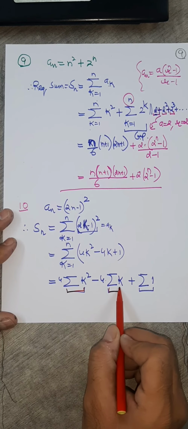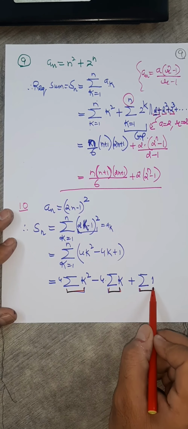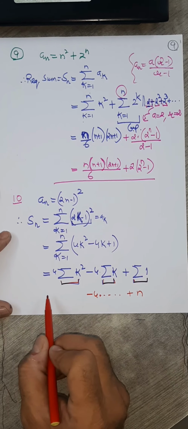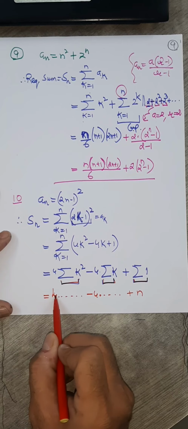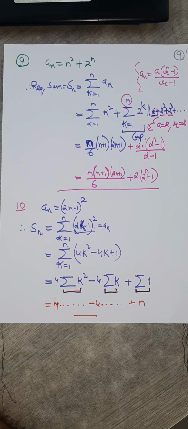4 constant as it is. What's the formula for this? n by 2 into n plus 1. Then 1, 1, 1. How many times? n times. So this is just n. Write the formula for this. You know it, I'm not writing. 4 as it is. Write the formula for this and simplify. That is the exercise here, 9.4.